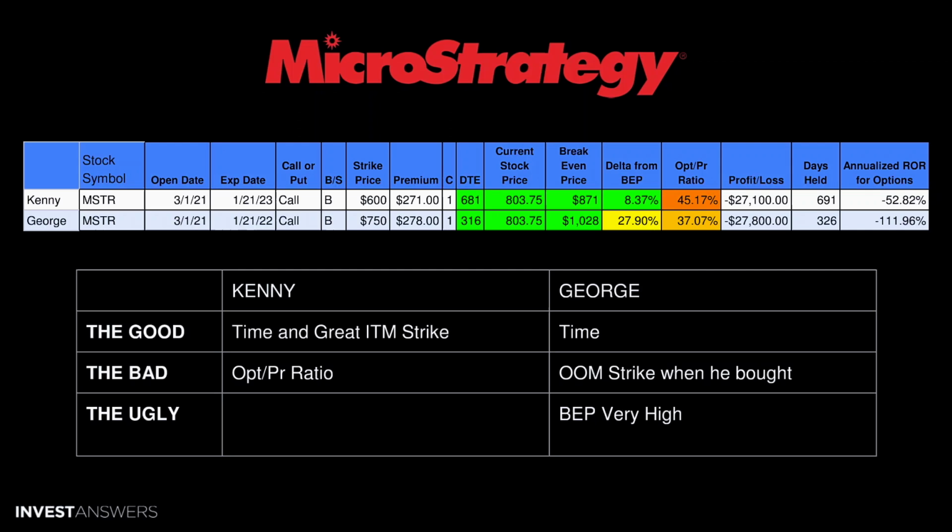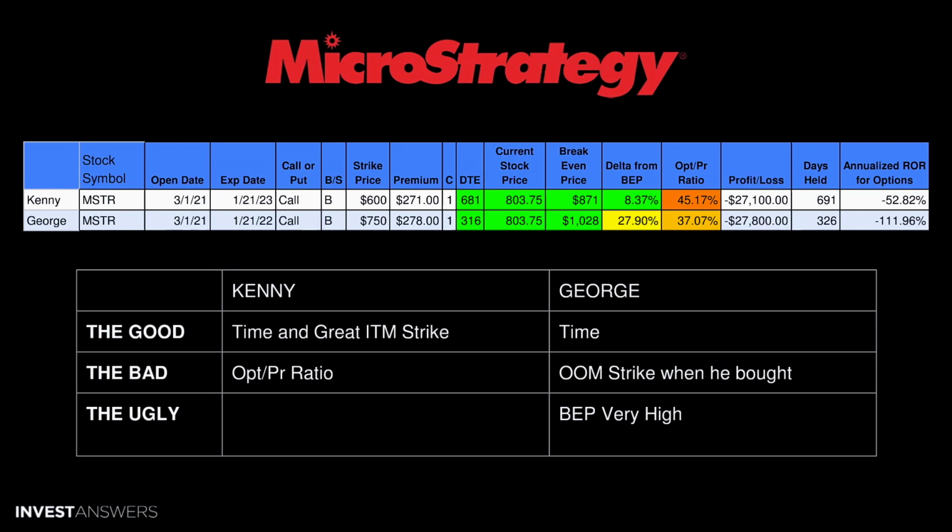Now, George, on the other hand, he has until January 2022, which is also good. His strike price is 750, premium 278. He's got 316 days to go, and his break even is 1,028. So he's got a little bit more of a hill to climb, but both of these trades would work. So the good for Kenny is he got time and he got a great in the money strike.